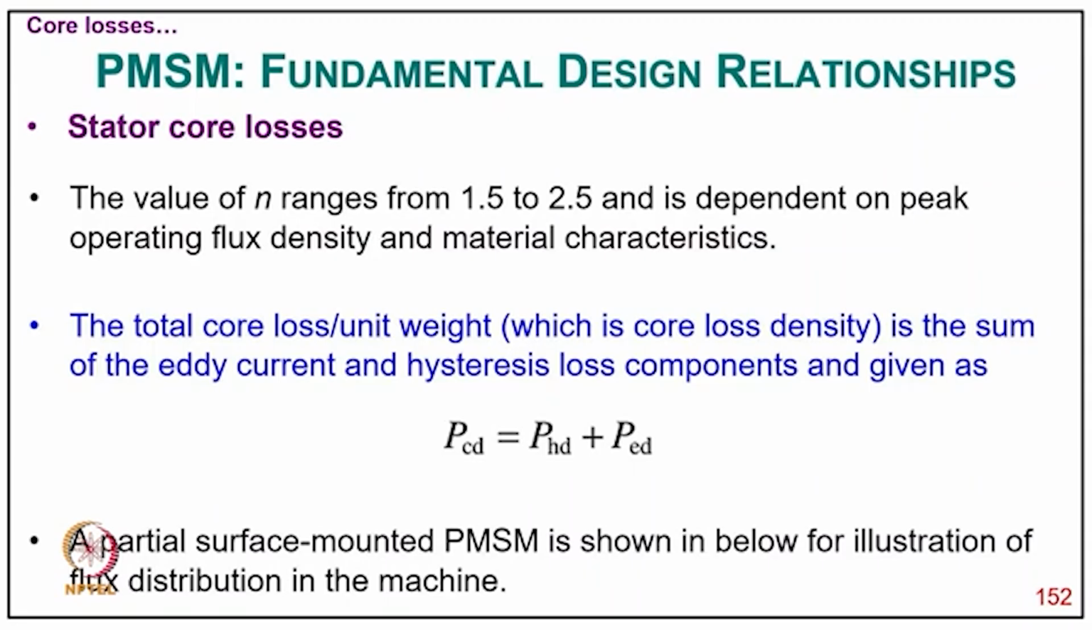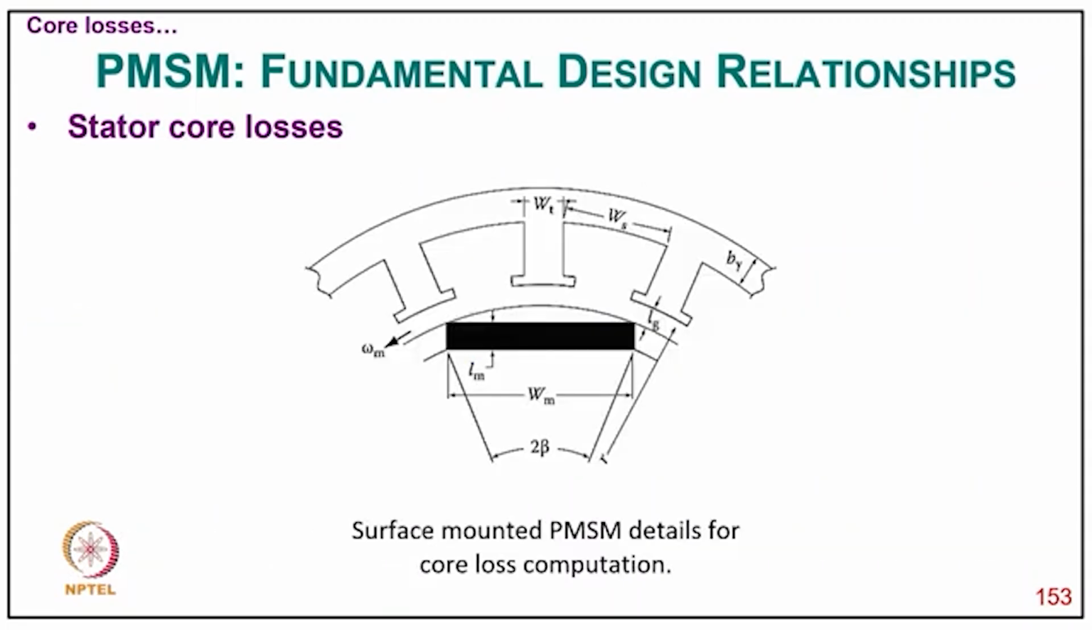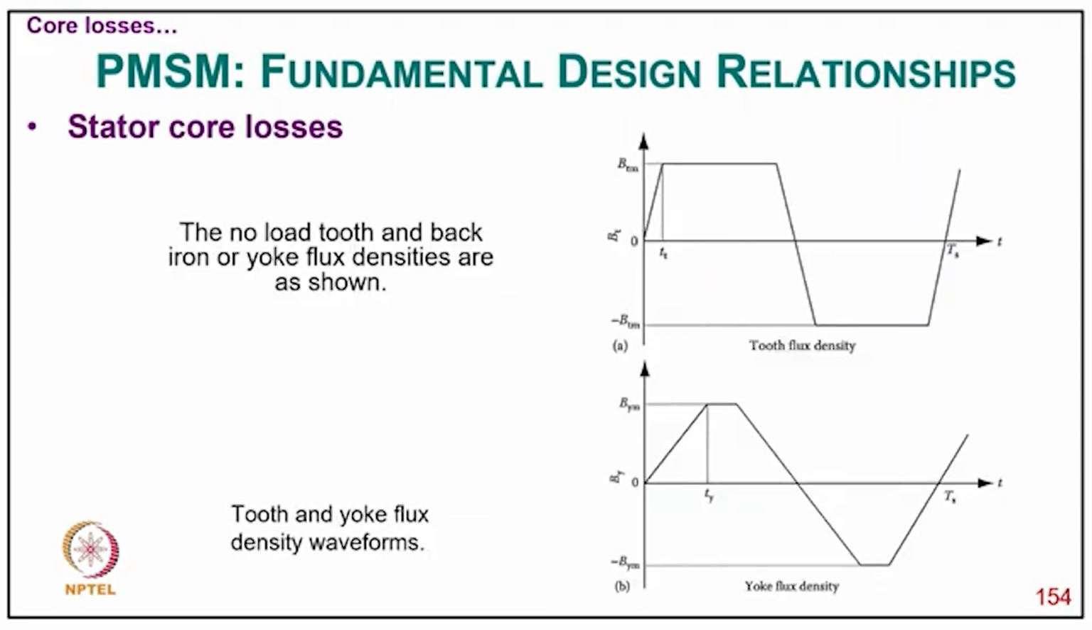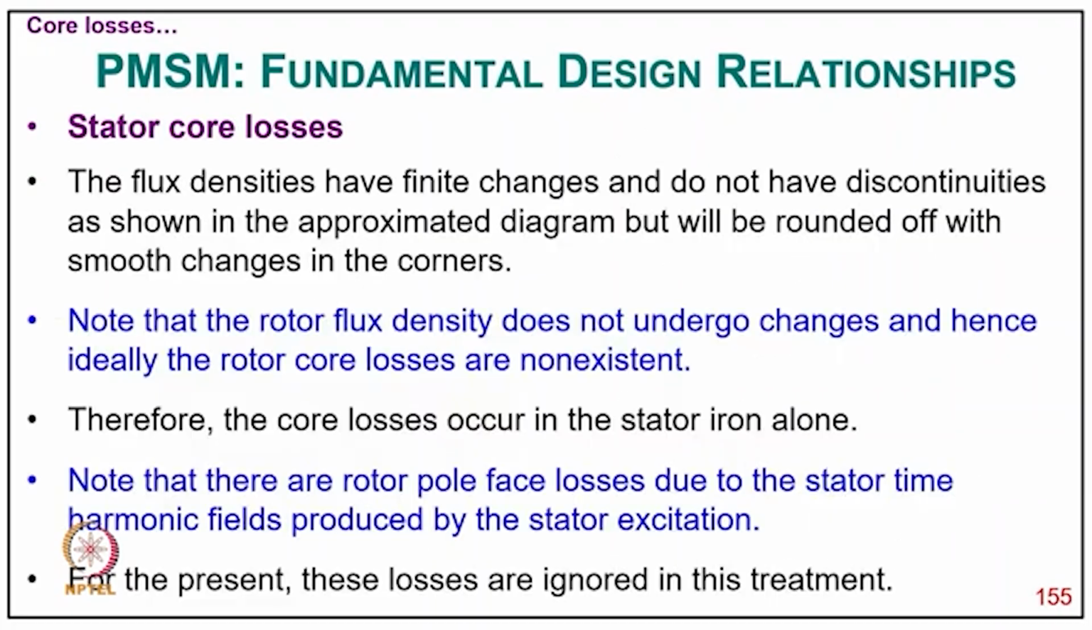A partial surface mounted PMSM is shown here for illustration of flux density in the machine. You can clearly see the typical surface mounted PMSM details for core loss computation. From no load, the tooth and back iron or yoke flux density are shown here in the diagram, and the tooth and yoke flux density waveforms are shown here as different waveforms. Now, the flux densities have finite change and do not have a discontinuity as shown in the approximated diagram, but are rounded off with smooth changes in the corner.